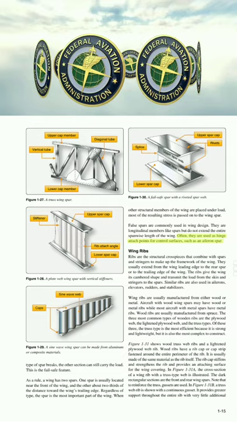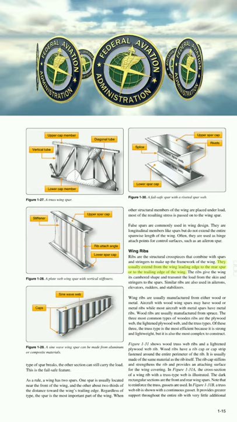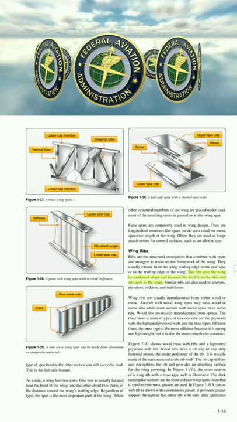Wing ribs. Ribs are the structural crosspieces that combine with spars and stringers to make up the framework of the wing. They usually extend from the wing leading edge to the rear spar or to the trailing edge of the wing. The ribs give the wing its shape and transmit the load from the skin and stringers to the spars. Similar ribs are also used in ailerons, elevators, rudders, and stabilizers.